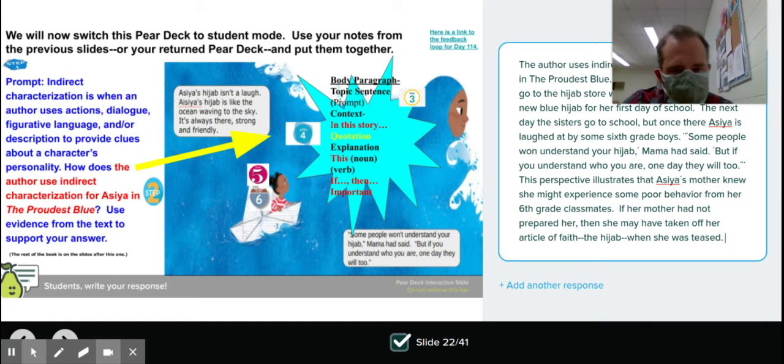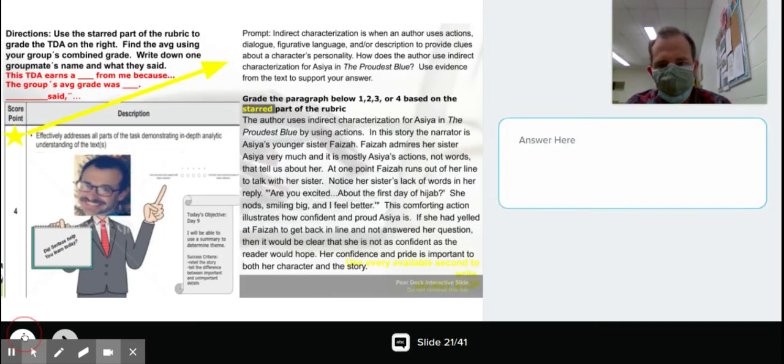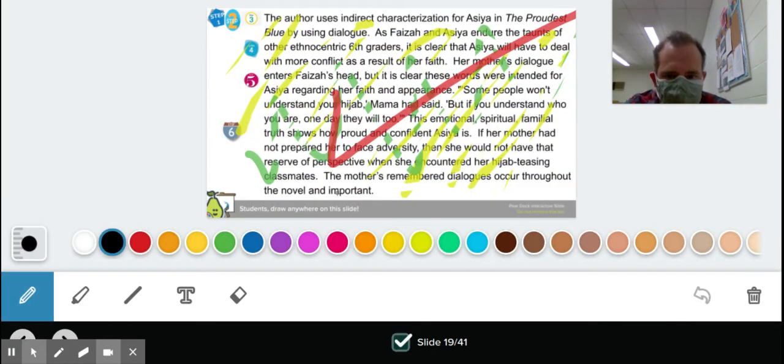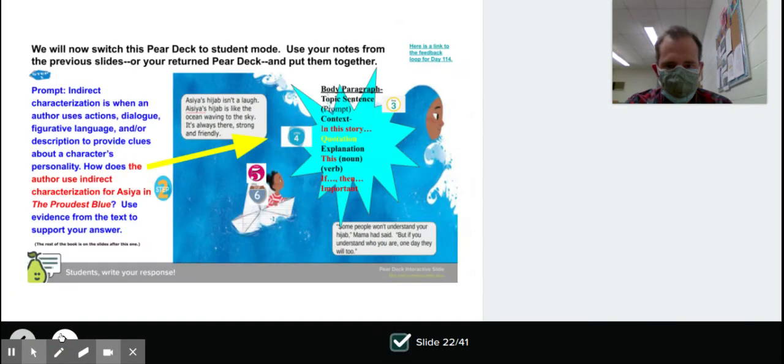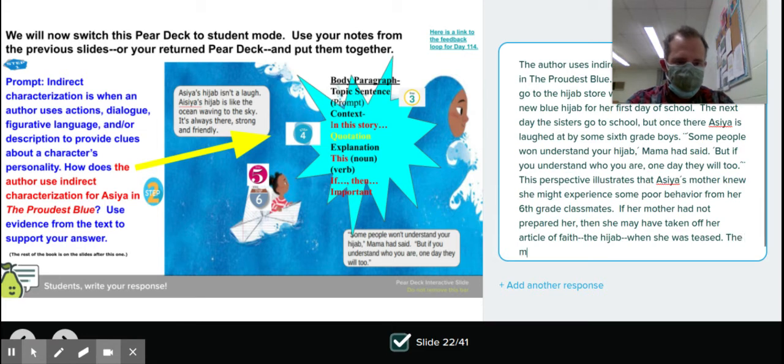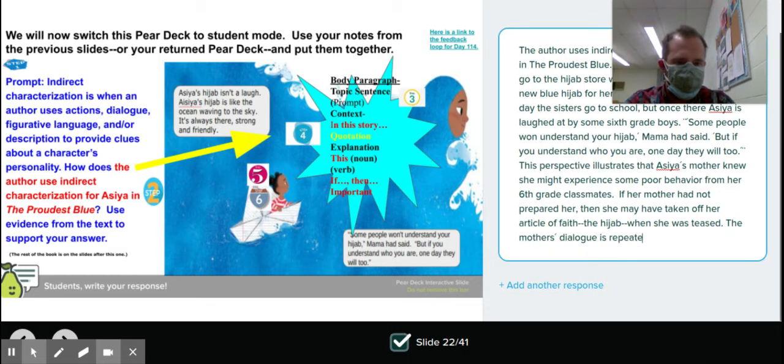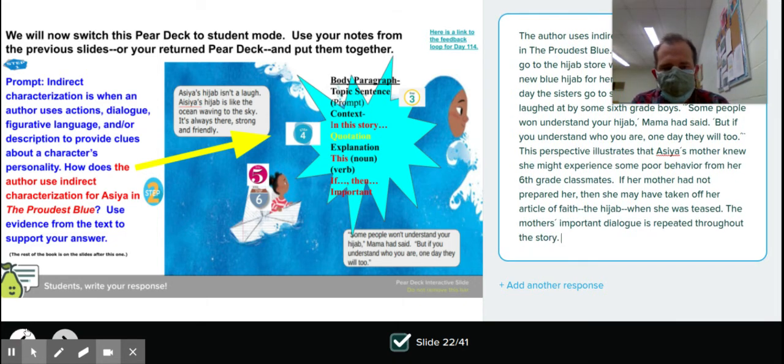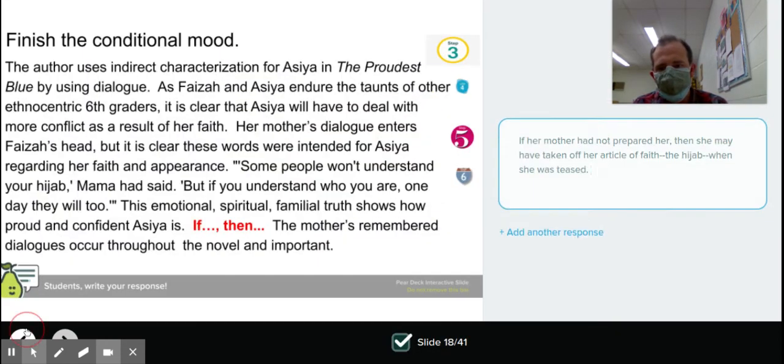Boom. Now, the last one is there's no slide that kind of goes with it except for the example slide from earlier. So you can see how they used the word important there. Well, it says the mother's remembered dialogues occur throughout the novel and are important. Well, there you go. I like that. The mother's dialogue is repeated throughout the story. All right, maybe modify dialogue with important so I know I have it. Boom. Now I'm done. If I want to double check it, I can go all the way back. It'll always match the prompt for sure.